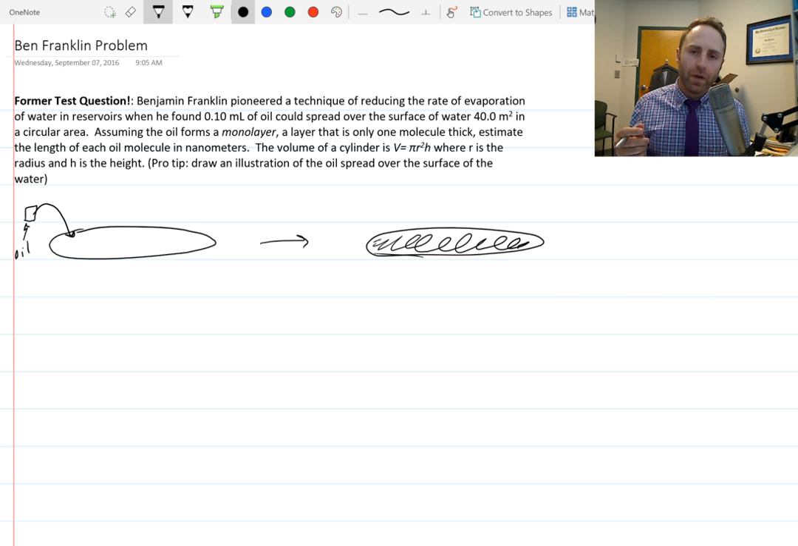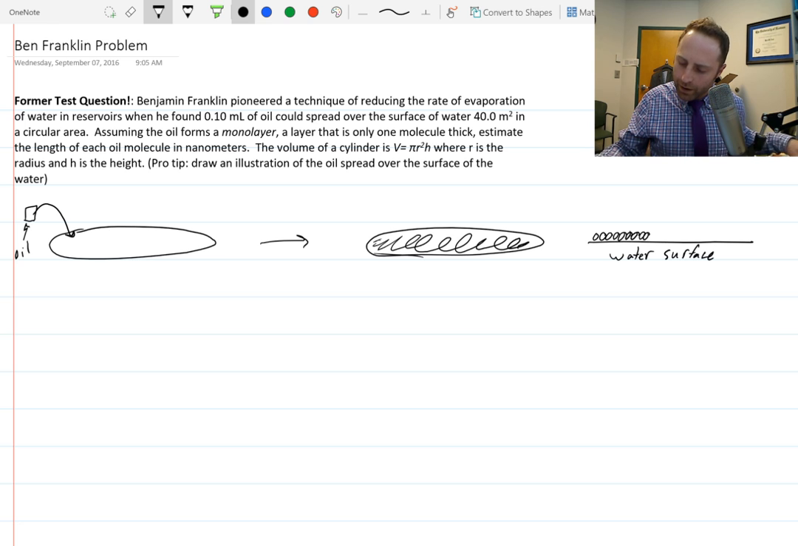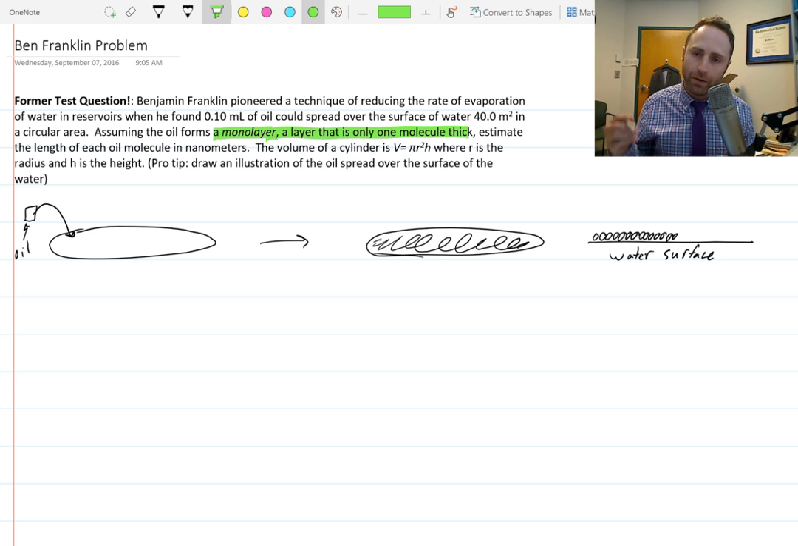But let's look at it from the molecular level now, and from a perfectly straight on in viewpoint. What that might actually look like is there's the surface of our water, and on top of it, we have all these molecules of oil. And the key part here is that in the problem it says it's a monolayer. That's a layer that is one molecule thick. So if it's one molecule thick, that gives us a lot of information. We know that the molecules aren't stacked on top of one another.